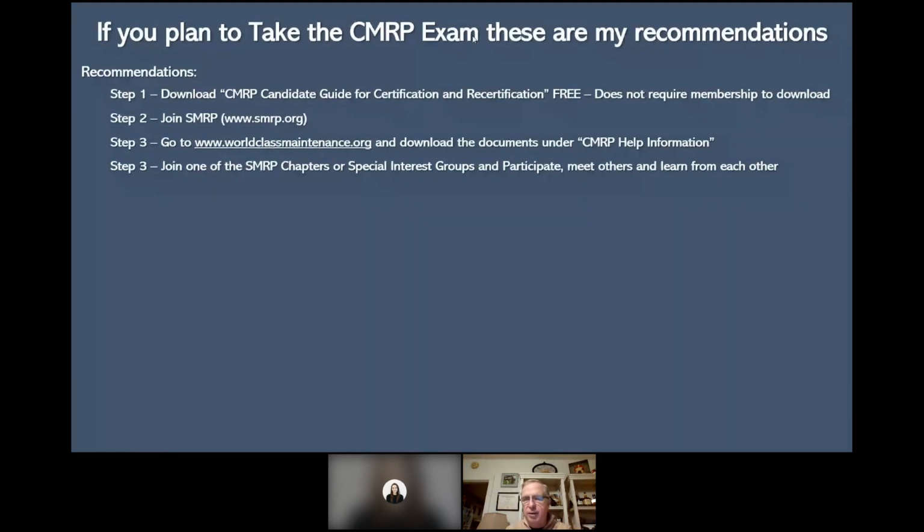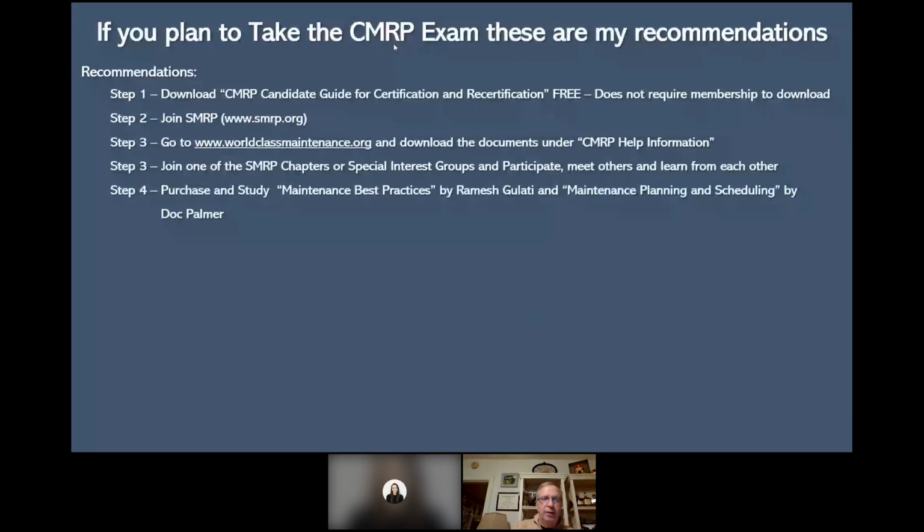Meet others and learn from each other. Ask others, so what do you think I need to know about the CMRP? And there are people in there that can help you with that. They'll study with you too, online, however that needs to be. Okay. Well, step 3, I see I got it twice. Sorry about that. Step 4, purchase and study.